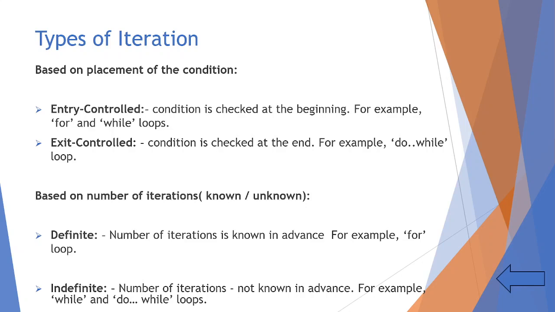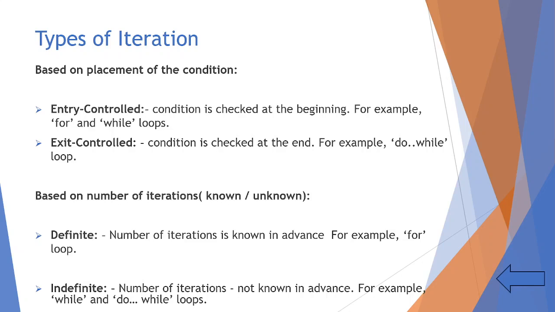Now based on number of iterations, definite means the number of iterations is known in advance. For example, for loop: 5 times, 10 times, n times, n by 2 times, we know definitely. If n is 10, 10 divided by 2, 5 times it works.